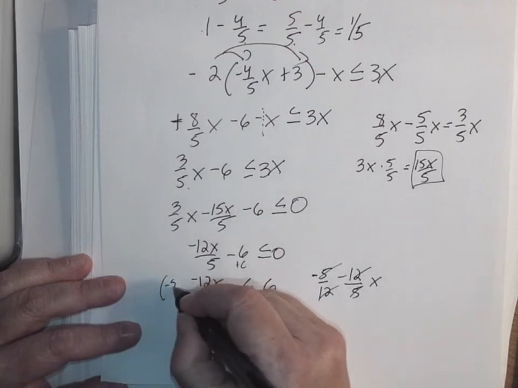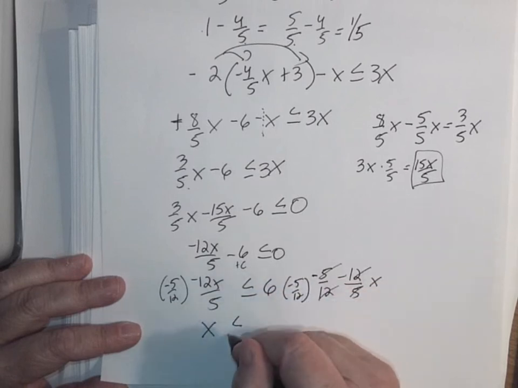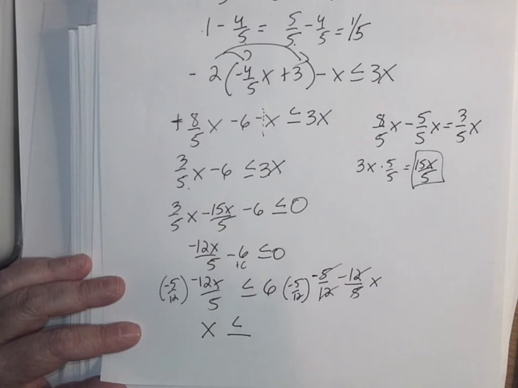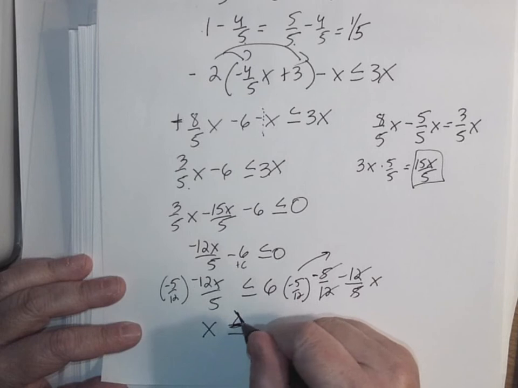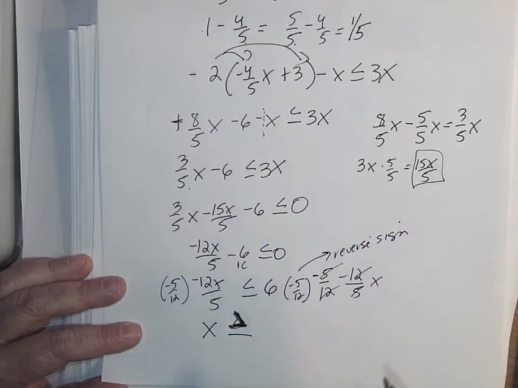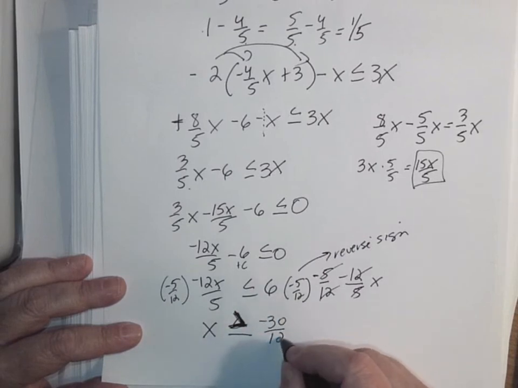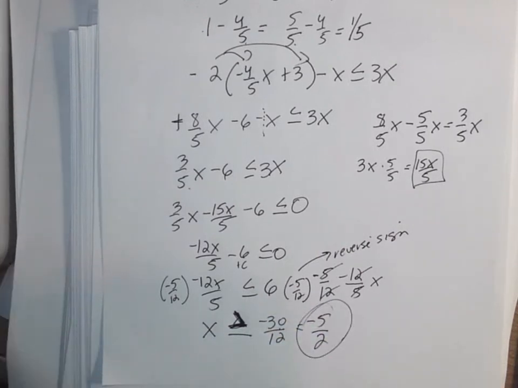That means I need to do the same thing over here. And once I do that, sorry, I need to flip the sign because that is a negative number. So this becomes a negative 30 over 12, which is the same thing as a negative 5 halves. That's a mouthful, to be able to do all that and get your fractions straight without getting it all goofed up.